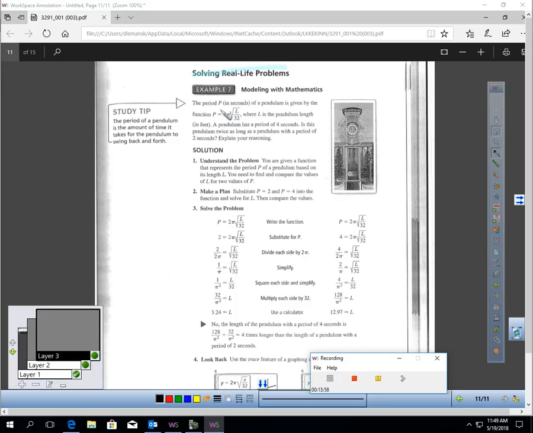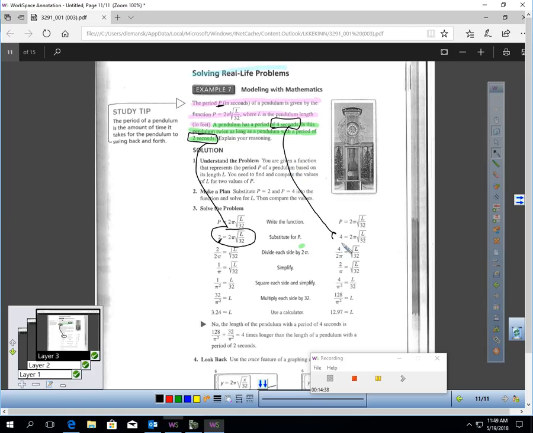use radical equations. Like here you see a problem where it says the period of a pendulum is given by this function, where L is the pendulum length. You notice this function has a radical in it. The pendulum has a period of 4 seconds. Is this pendulum twice as long as the pendulum with a period of 2 seconds? So the variable P stands for the period. So they're giving us two different scenarios, one with 4 seconds for P and one with 2 seconds. You notice, here's the equation for a pendulum with a 2-second period, and here's an equation for the period of 4 seconds. So first thing, let's isolate our radical.